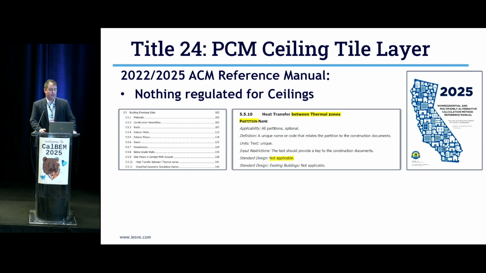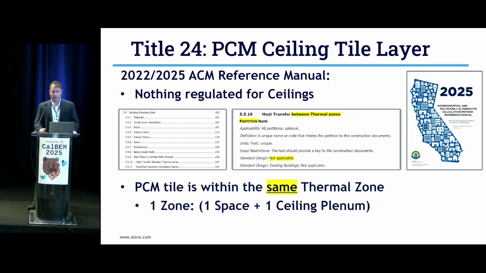And before I get asked, yes, you can use this for Title 24 compliance. There's nothing in the ACM that regulates ceilings or ceiling materials. There's no section there. Even if there were, there's nothing that's going to regulate heat transfer within a zone. So really what I'm saying is, so long as you apply a ceiling tile with a PCM in the same zone, that complies with requirements in California.